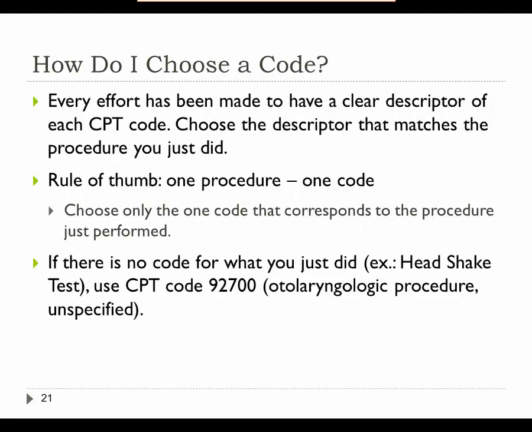Every effort has been made to have a clear descriptor of each CPT code. Choose the descriptor that matches the procedure you just did. The rule of thumb is to have one code for one procedure and to choose only the one code that best corresponds to the procedure you just performed. If there is no code for what you just did, for example, the handshake test, use CPT code 92700.